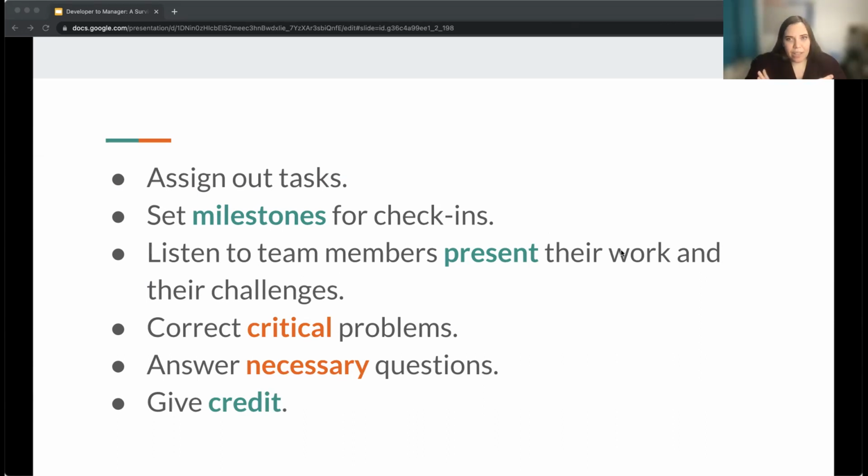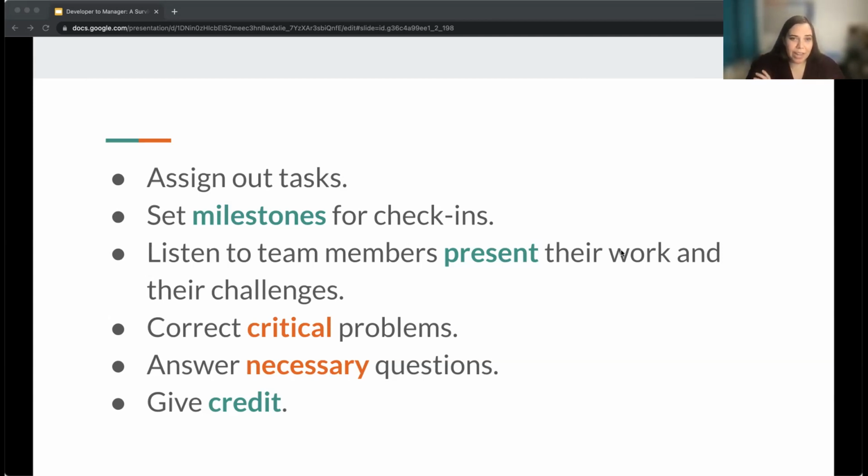And then at these check-ins, listen to team members present what they've done and what they're struggling with. You can then correct the critical problems. If you see someone's about to walk off a cliff, metaphorically, you can tell them, whoa, hang on, look out. But you also don't have to correct everything they're doing. Like I say, critical problems for a reason.